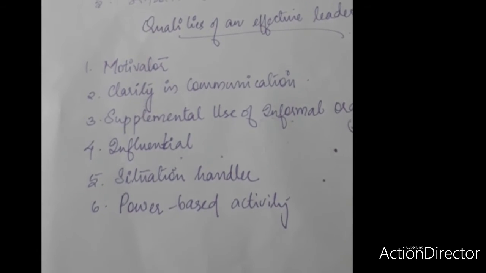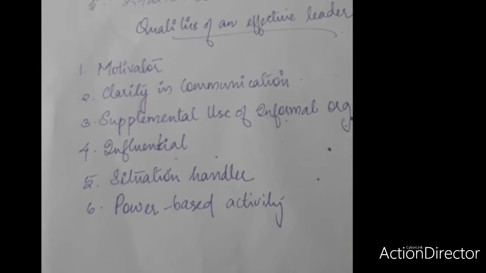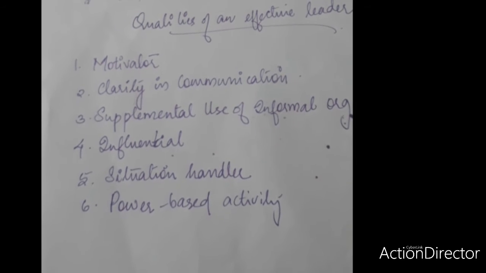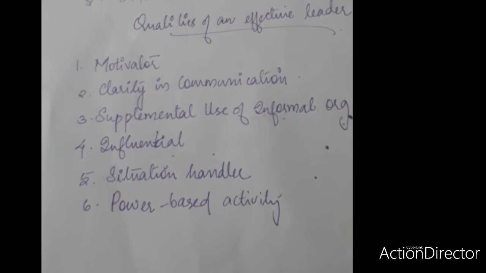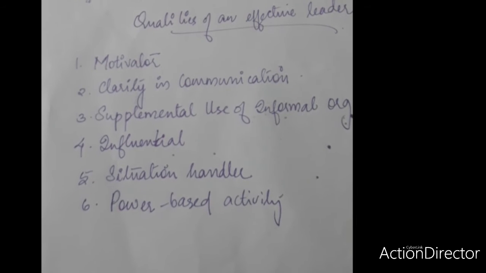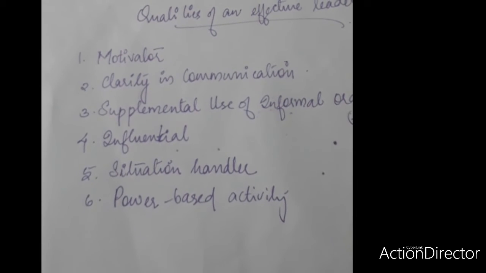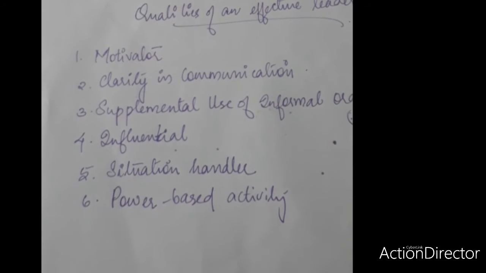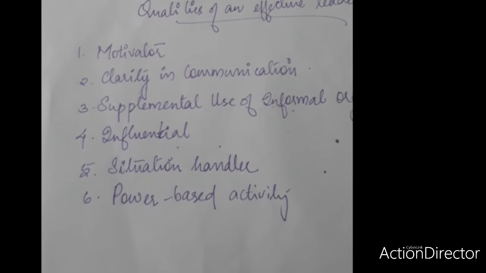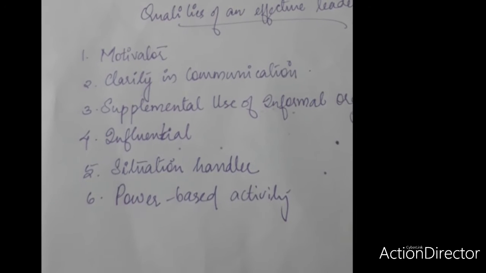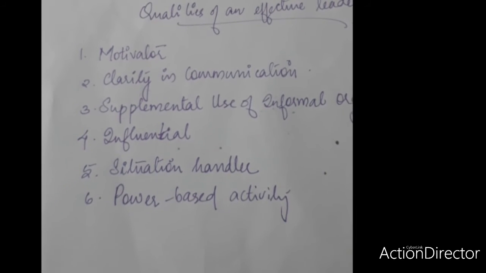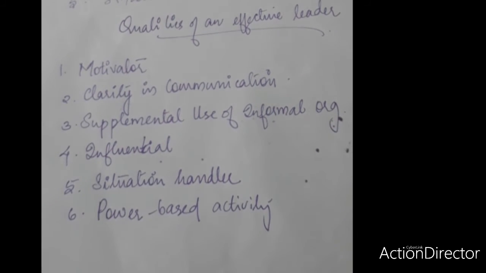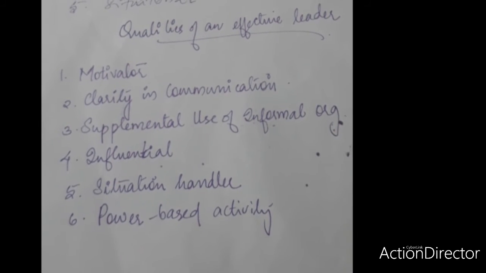Different leadership styles will be appropriate under different situations. Sixth, power-based activity. That is, the power of the leader's position has a definite influence on the employees. So he should have greater power. The greater the power, the greater the leader's influence on followers. So he should have great power-based activity. The work he does should be of greater power. So these are the 6 qualities of an effective leader.